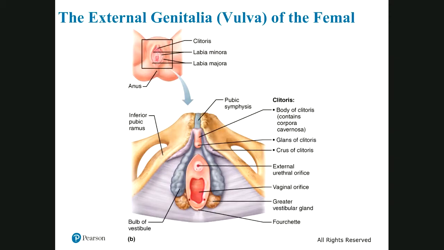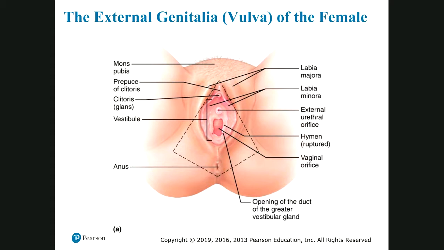It's like a hood over the glans. That's the clitoris, the exposed part of the clitoris, which is the glans. That is the purpose of the clitoris, and this is like a hood. It does have some erectile tissue over here. It corresponds to the penis in the male.